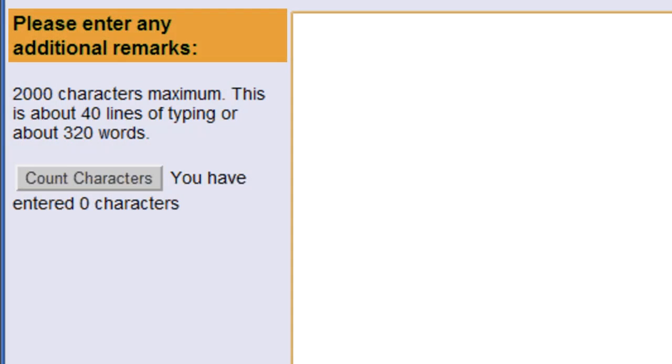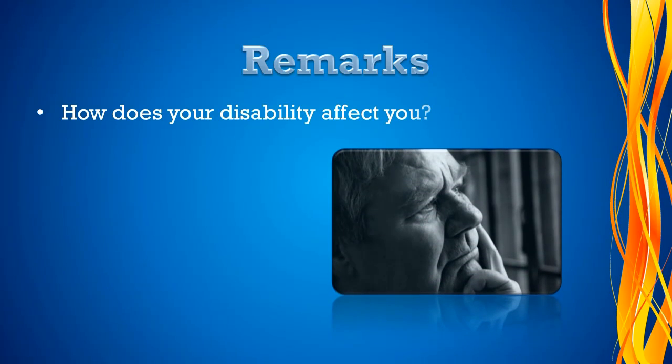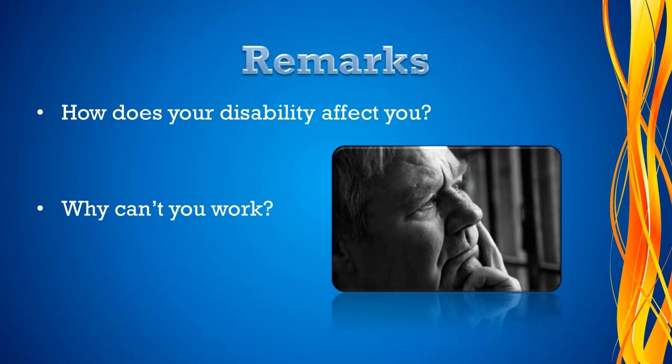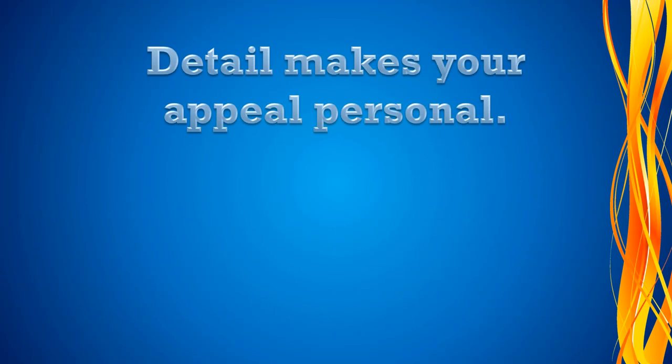At this point, you'll have the opportunity to add any additional remarks. This is where you can explain how you feel your disability has affected you and your ability to work. The more detail you give Social Security, the better. The more detail you can include, the more personal your appeal is.